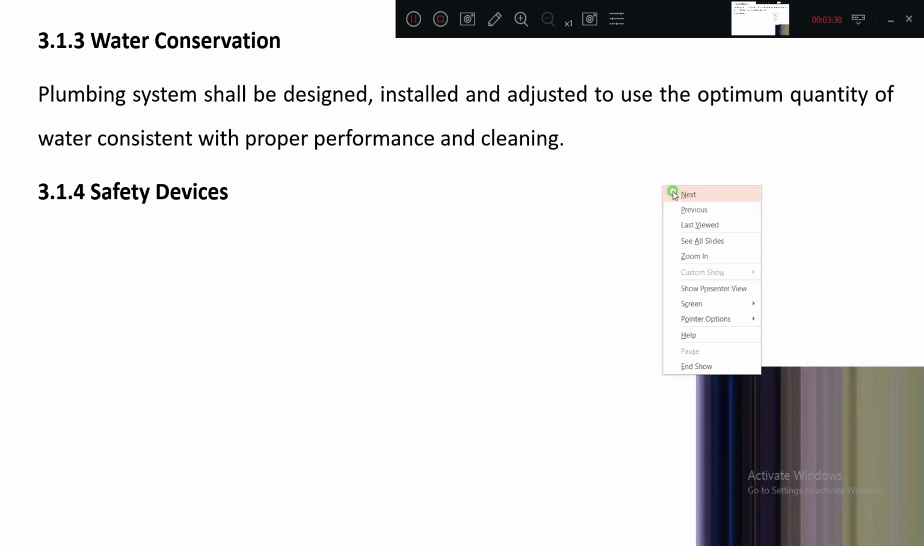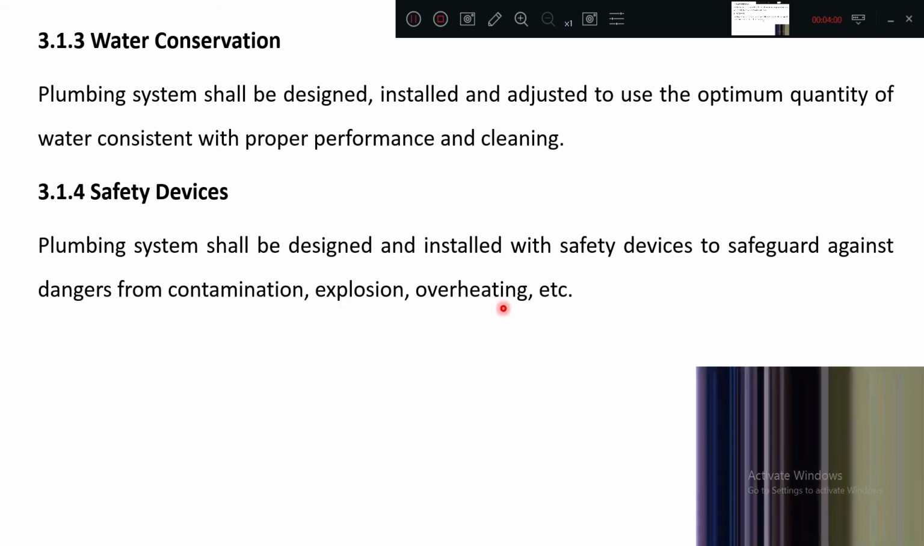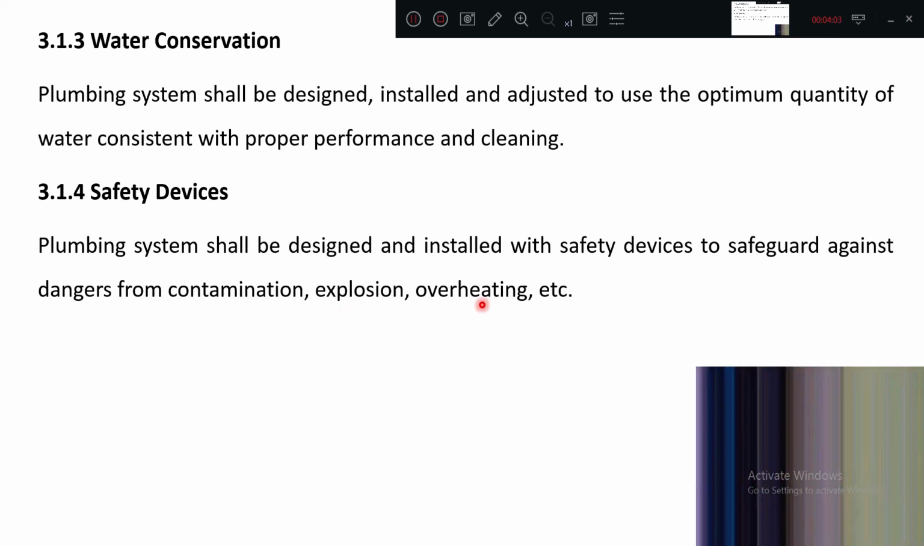Safety devices. What type of safety device can you adopt here? The plumbing system shall be designed and installed with safety devices to safeguard against dangers from contamination, explosion and overheating. So what type of safety device? To avoid contamination, you generally go for scour valves. For controlling explosion, you go for relief valves. For overheating and so on, you go for pressure relief valves, pressure relieving extra taps.